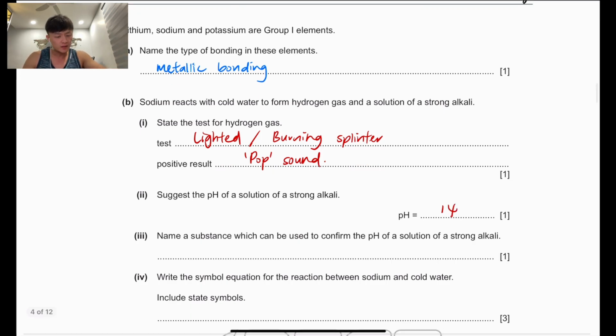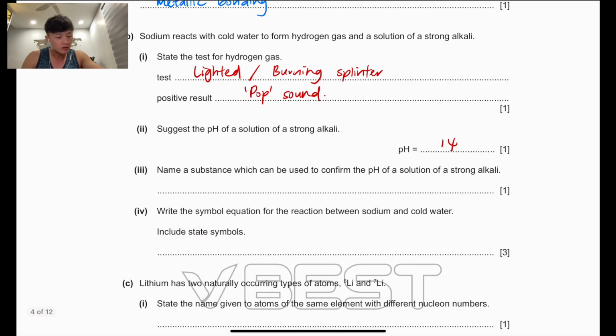And then what is the substance that can be used to confirm that the pH is a strong alkaline? So in this case, we have to use universal indicator. See, you cannot use litmus paper. You cannot use methyl orange. You cannot use phenolphthalein. Why? Because all the three that I mentioned just now can only test whether it is acid, neutral or alkaline, that's it. But for universal indicator, we can differentiate between strong and weak alkaline. So remember, weak alkaline, blue in color. Strong alkaline, purple in color.